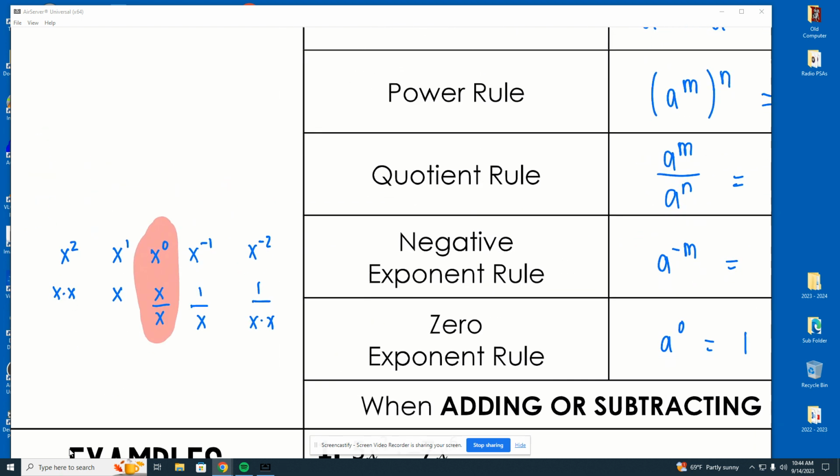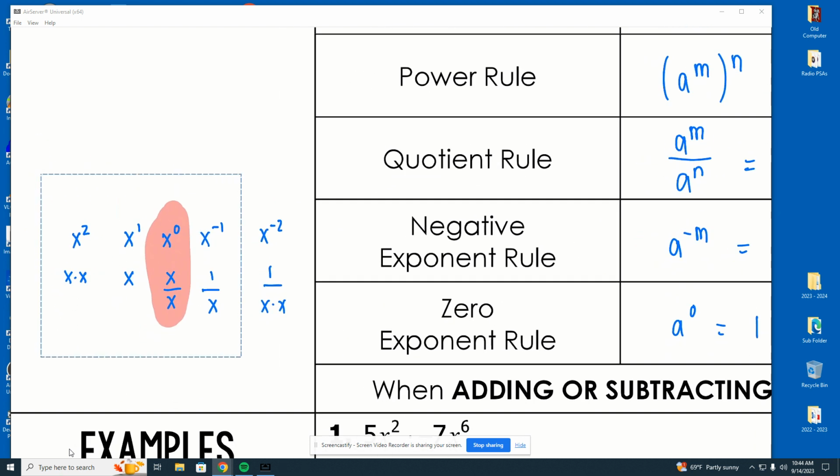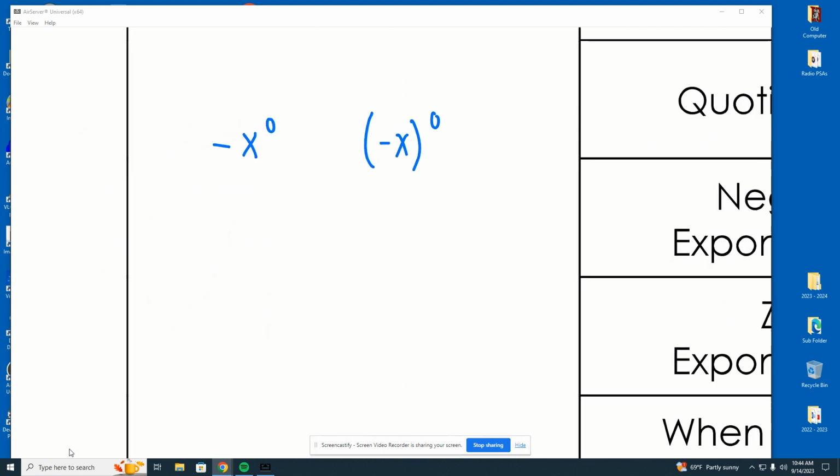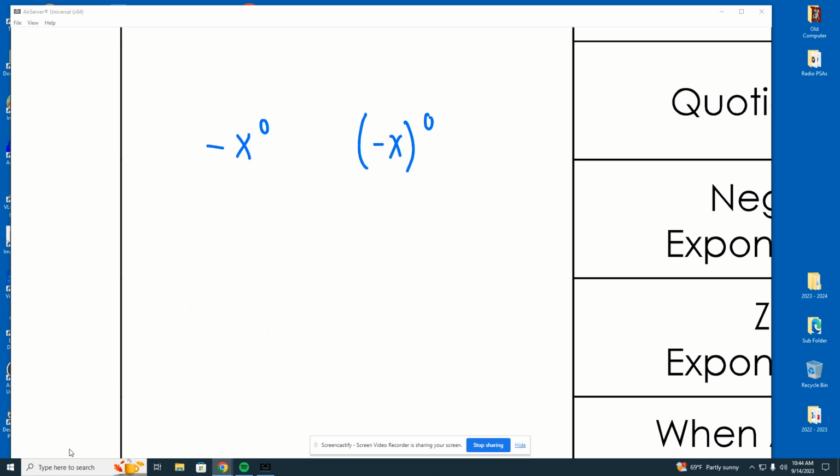Now, I want to show you guys something because then all of a sudden, it brings in this difference. And I want you guys to see the difference right now. You ready? Is there a difference between negative x to the 0 and negative x to the 0? Is there a difference between these two problems right here? What do y'all think? I told you that something to the 0 power is when it's on top of itself. So is there any difference between these two values?